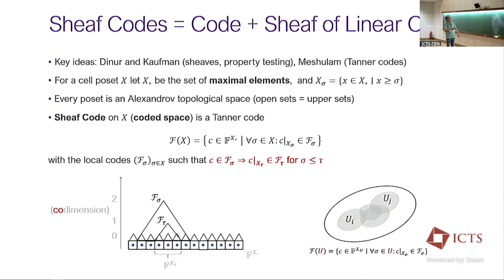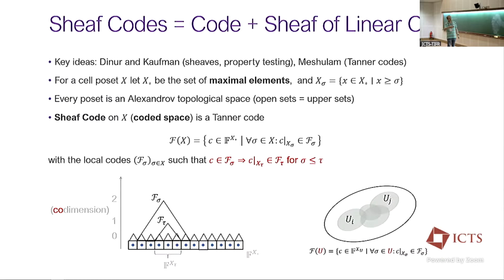And here I showed it in the picture. We have our bits, and we have a hierarchy of different local codes. So we have the trivial codes that just involve one bit. This corresponds to codimension 0.